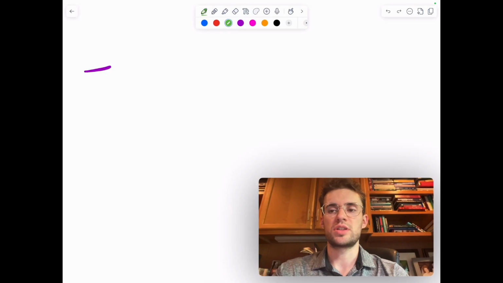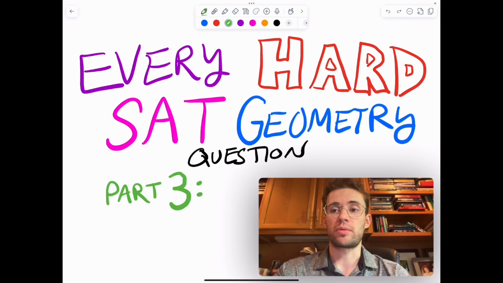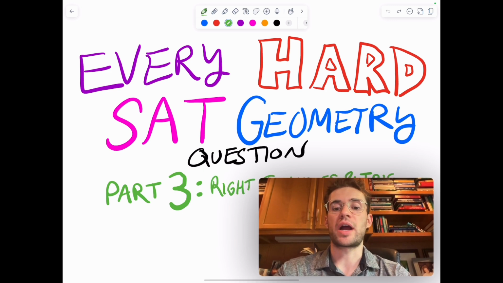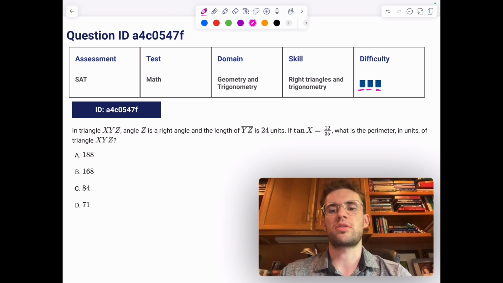I'm going to be going over solutions to every hard geometry problem on the SAT. This is part 3, specifically all of the geometry questions listed as hard that are about right triangles and trigonometry. All of the problems will have 3 on their difficulty, 3 out of 3. All of them have the same scale, right triangles and trig, in the geometry section.